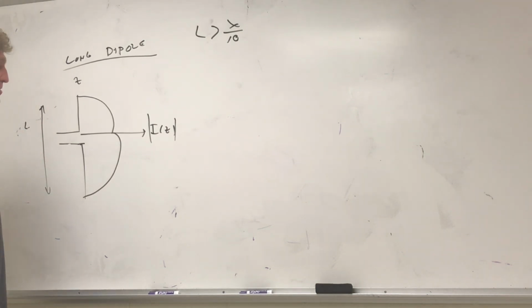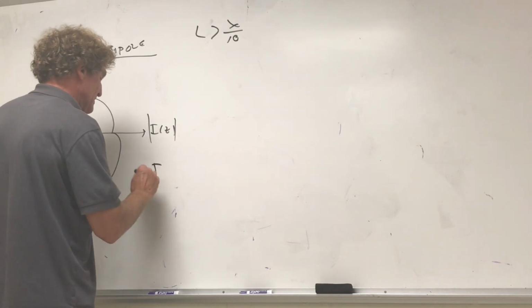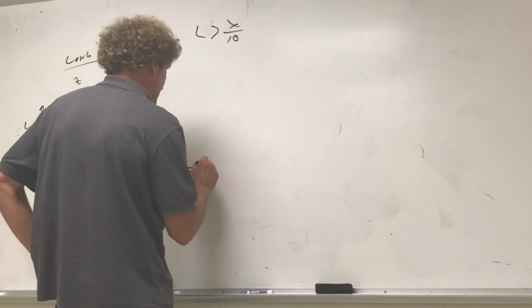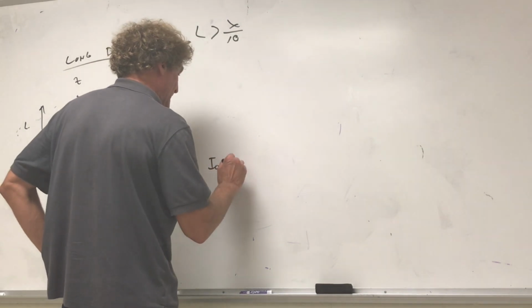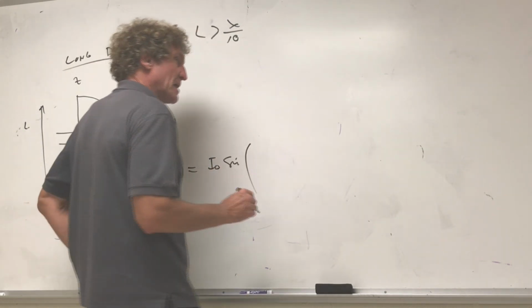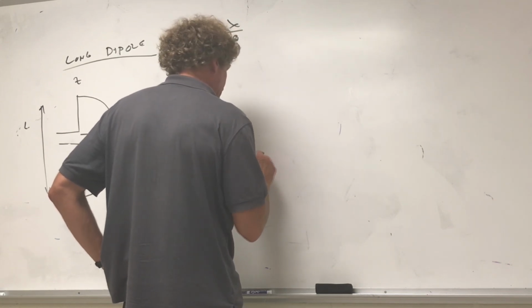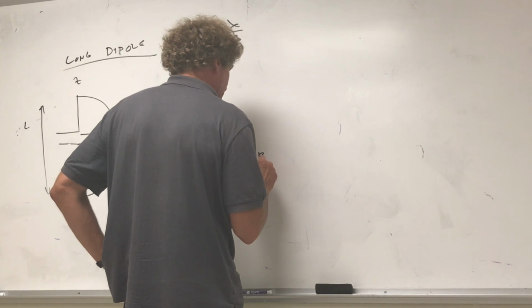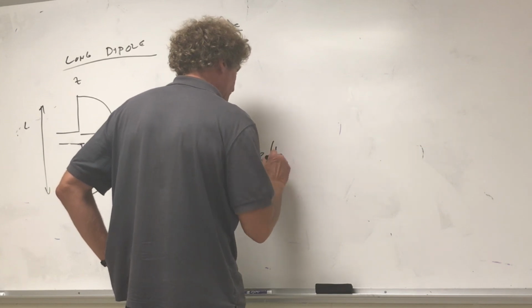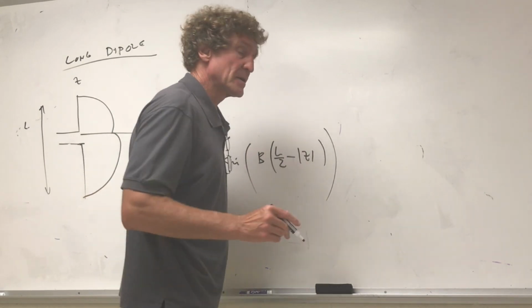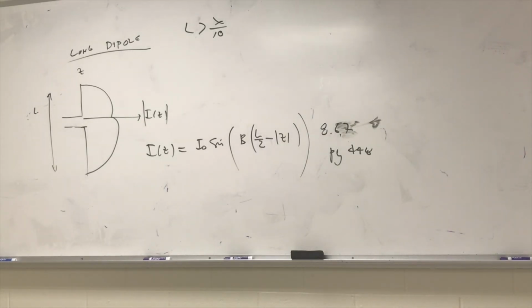When you do that, you're going to get this current distribution, I of z, and this is in your book. It's going to be some I naught, and then there's going to be a sine. And the way he does that, I believe he takes beta times L over 2 minus the magnitude of z, is probably the best way to do it. Yeah, he's got it with z greater than 0 and less than 0.